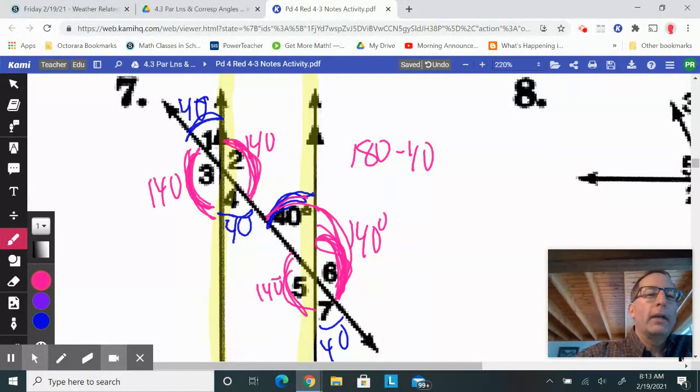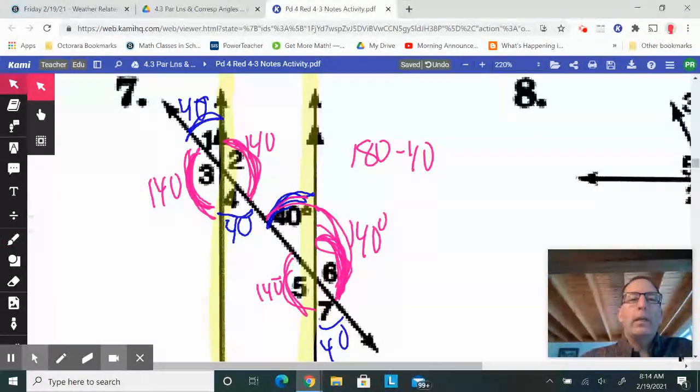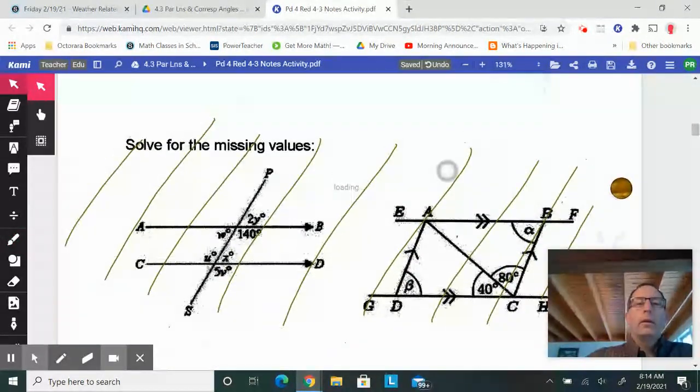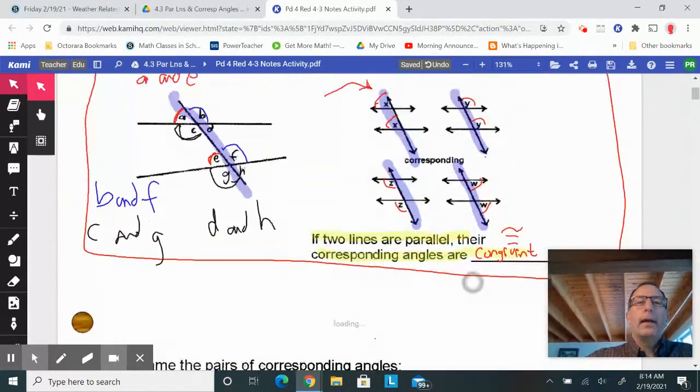That's it for the notes activity for today. You'll want to turn in the note sheet for what we've filled in so far on this sheet here and on the other two sides that we worked on.